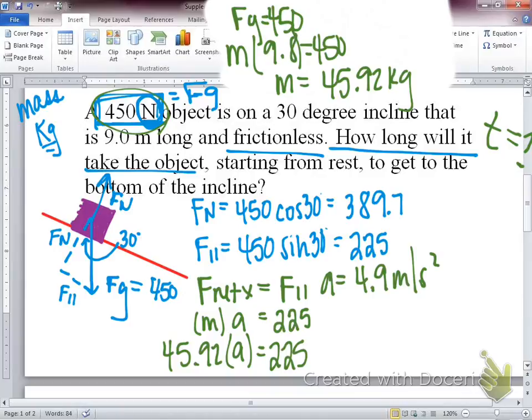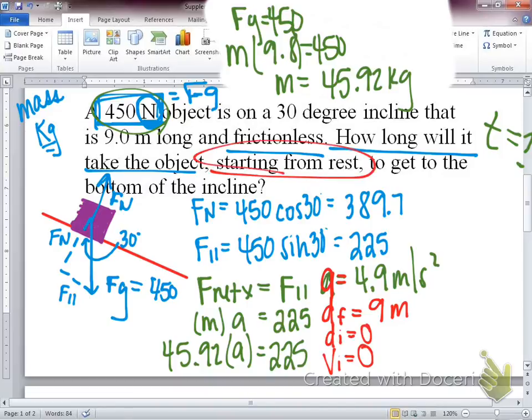Good. Our overall goal we know is to solve for time. So let's think about what kinematics variables we have. We have acceleration. What else do we have? Distance final, which is equal to 9 meters, because it tells us the incline is 9 meters long. We're assuming we start at the top of the incline, and we're going to travel all 9 of those meters. What else do we know? We know its initial distance is 0 because that's our origin. We know that v sub i is equal to 0 because it tells us it's starting from rest.